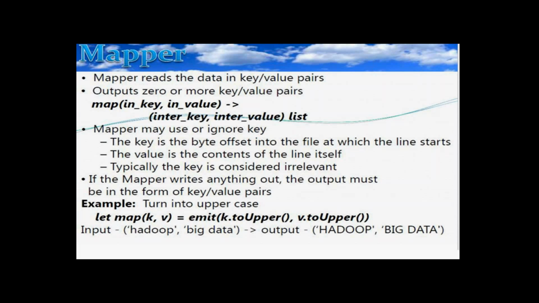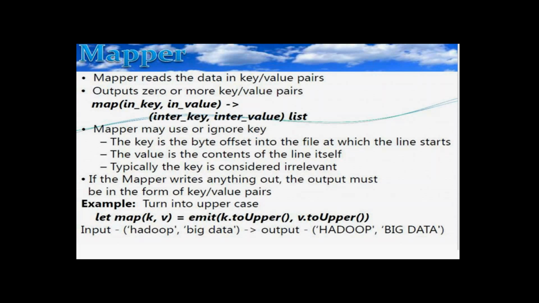Typically the key is considered irrelevant. So in that case the key is irrelevant to the task we are doing. It's not necessary to use that key, right? So that is the reason we have ignored that. If the mapper writes anything out, the output must be in the form of key and value pairs only. The mapper output is also in key and value pairs, where the value is split into multiple words. The word will be the key and the value we have assigned is 1. Where we have formed a key and value pair.